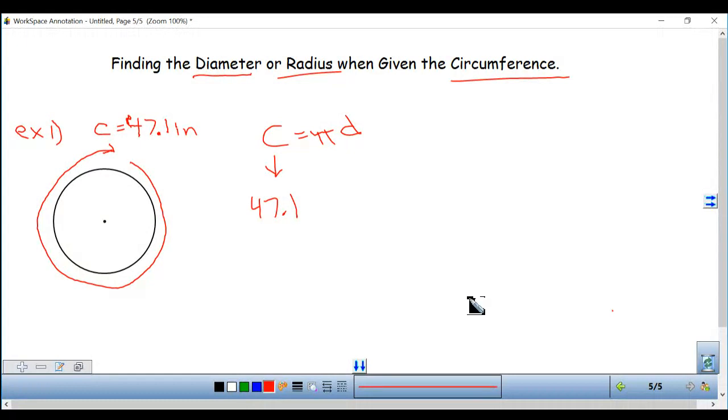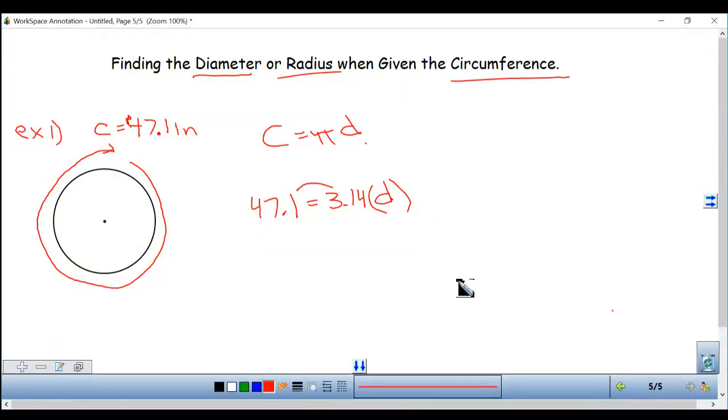47.1. Pi is always 3.14. And I do not have the diameter. So I will put a D for diameter. It works the same if it was an X. And now I've got a one-step equation, which y'all did last unit, you guys did first semester, and I will solve for the diameter. I want to get D by itself, which means I need to move 3.14 to the other side.